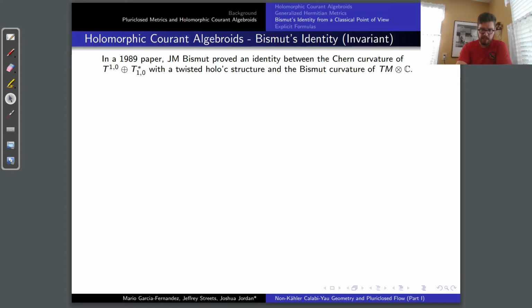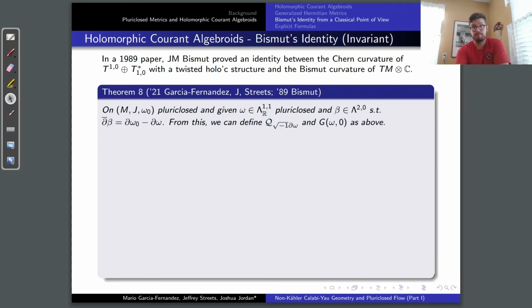Something else that these Courant algebroids let us do is have a cleaner perspective on some classical identities. So in a 1989 paper, Bismut proved a relationship between the Chern curvature on this T plus T star with a specific holomorphic structure, and the Bismut curvature of the complexified tangent bundle. Okay, we restated and reproved that in terms of holomorphic Courant algebroids.